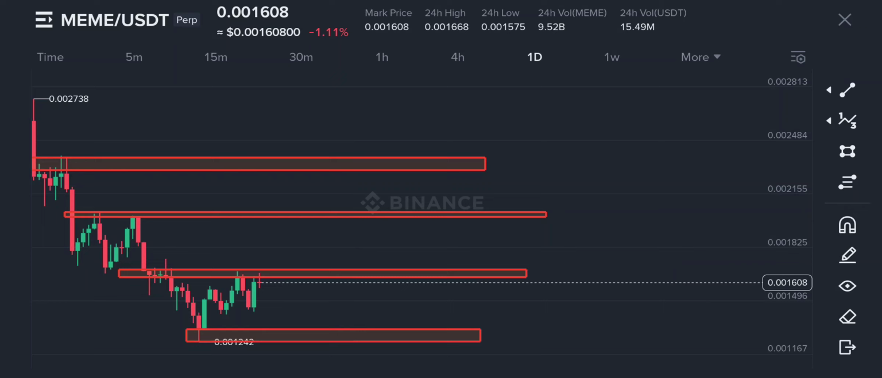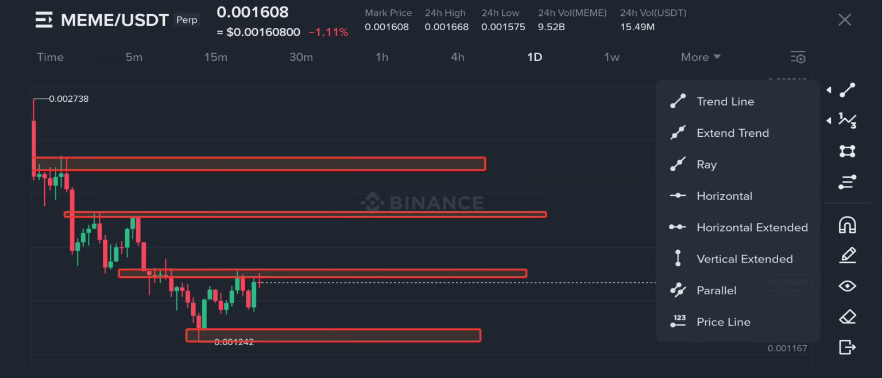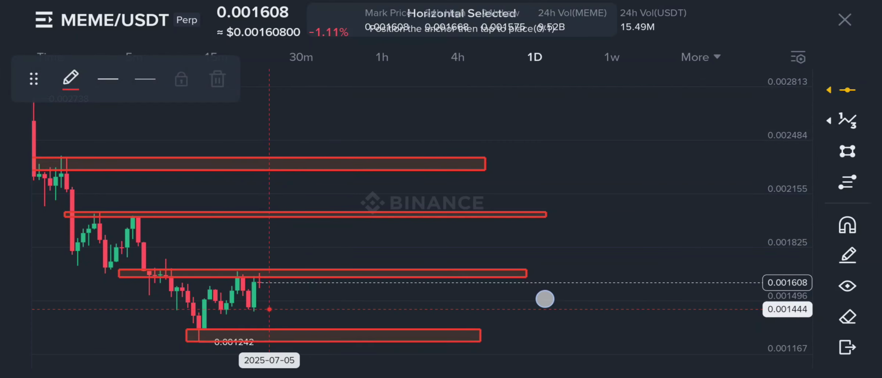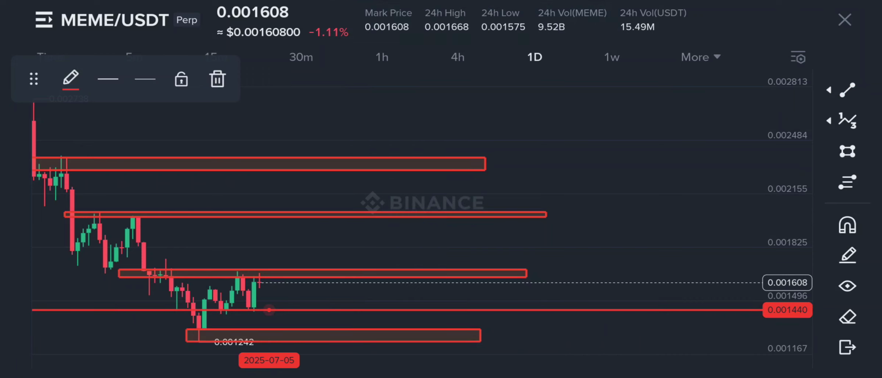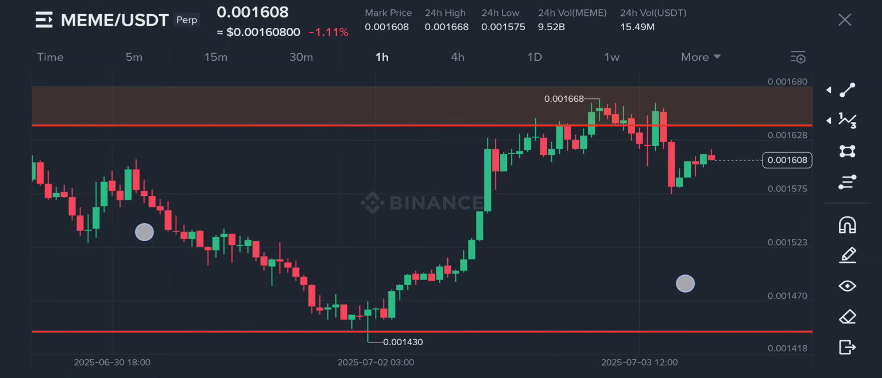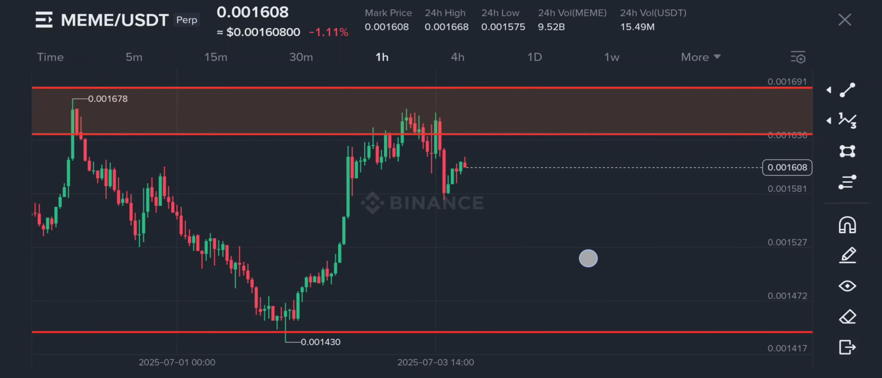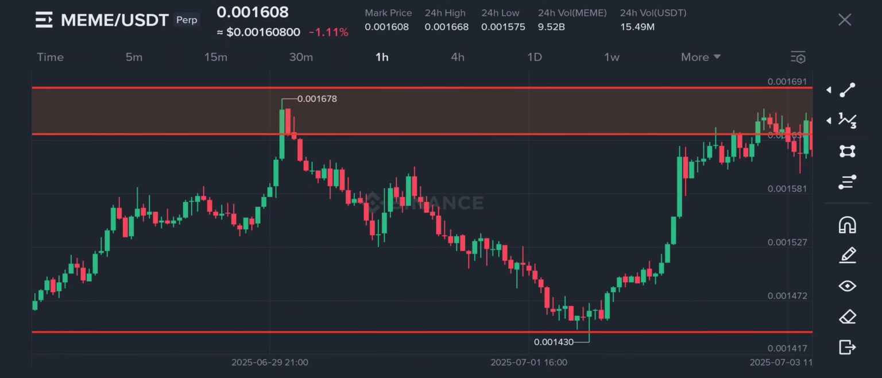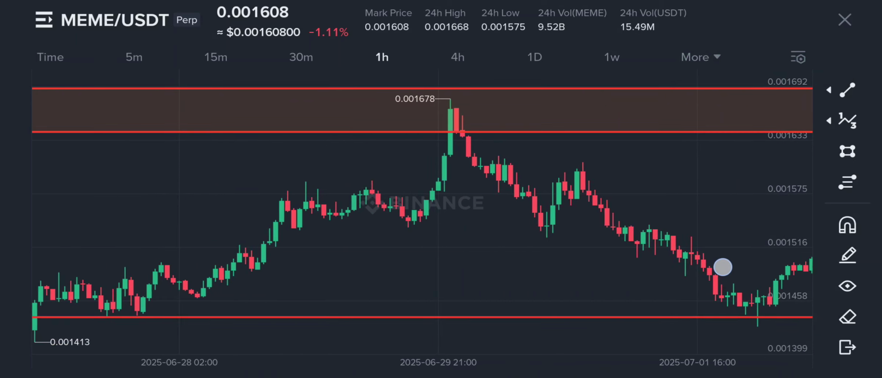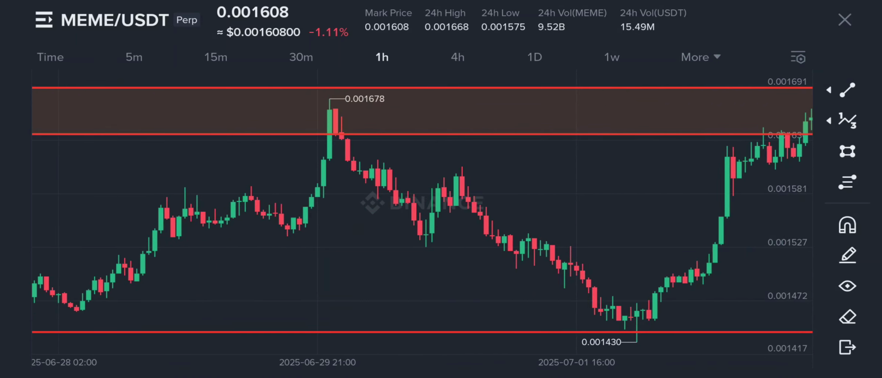On meme, I can see a support. This is our support. I will place my support here. So let's go to 1 hour time frame. On the 1 hour time frame, now price moved into our area of interest here. Price moved into our area of interest, and you can see the confirmation.